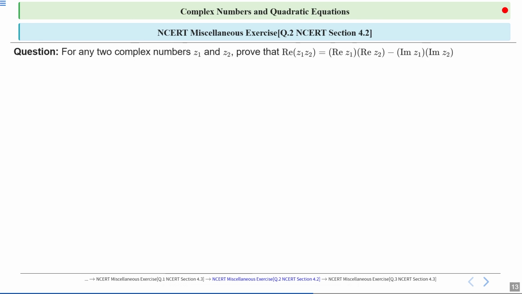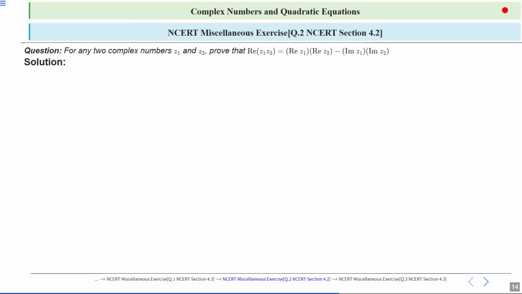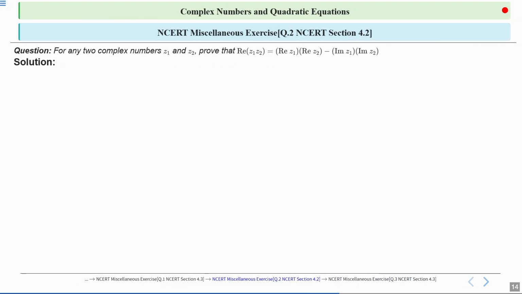Now let's look at question number 2. So in this question, we have two complex numbers z1 and z2, and then we have to prove that real part of z1 times z2 equals real part of Z1 times real part of Z2 minus imaginary part of Z1 times imaginary part of Z2. So let's start the solution of this question.